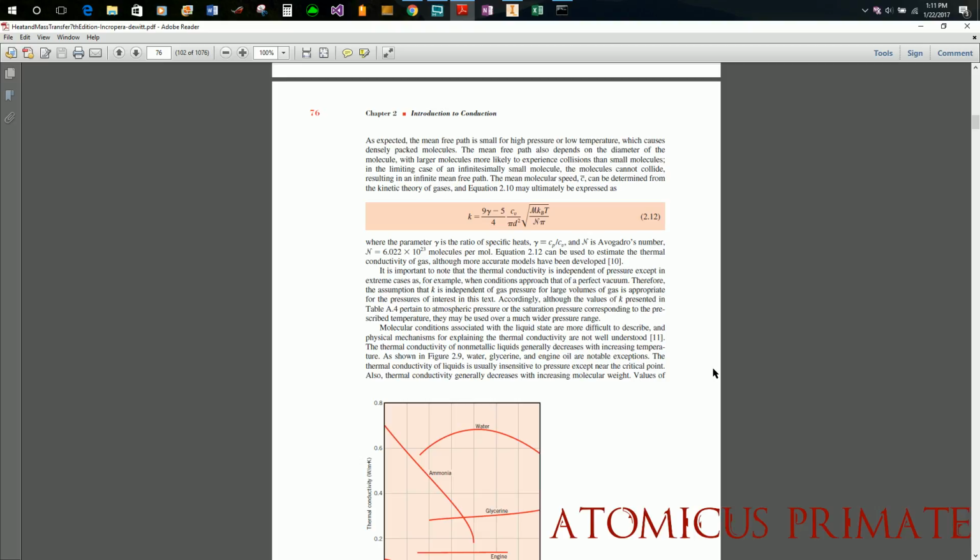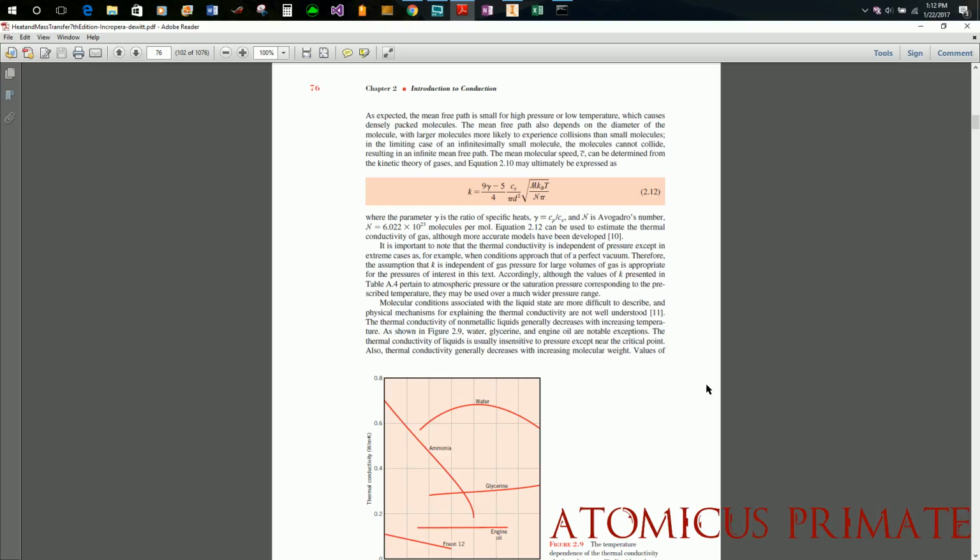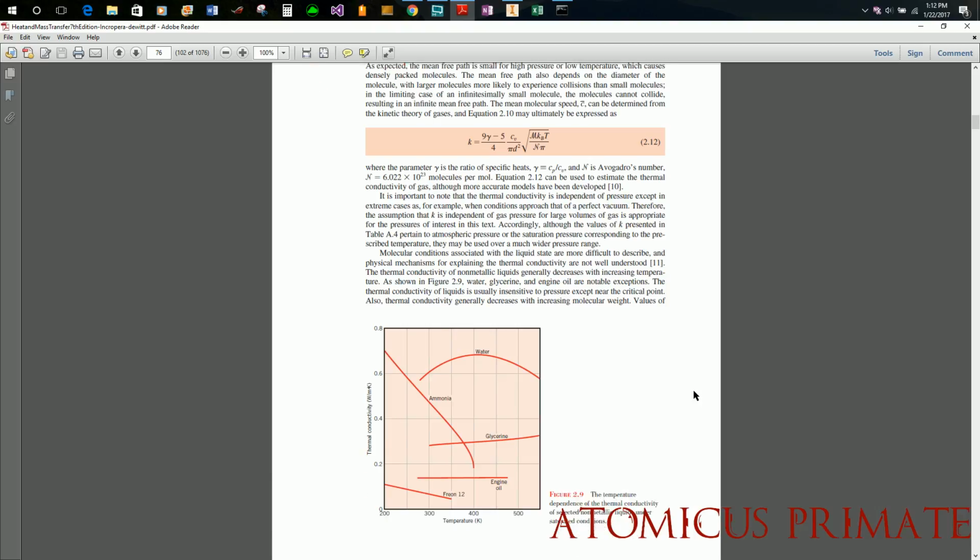Molecular conditions associated with the liquid state are more difficult to describe, and physical mechanisms for explaining the thermal conductivity are not well understood. The thermal conductivity of nonmetallic liquids generally decreases with increasing temperature. As shown in Figure 2.9, water, glycerin, and engine oil are notable exceptions. The thermal conductivity of liquids is usually insensitive to pressure except near a critical point. Also, thermal conductivity generally decreases with increasing molecular weight.